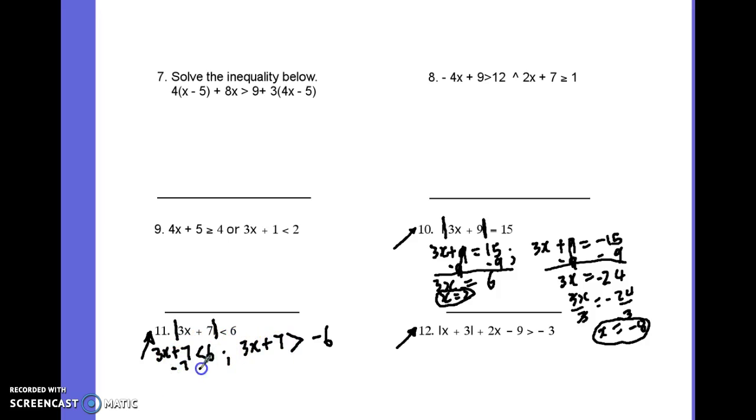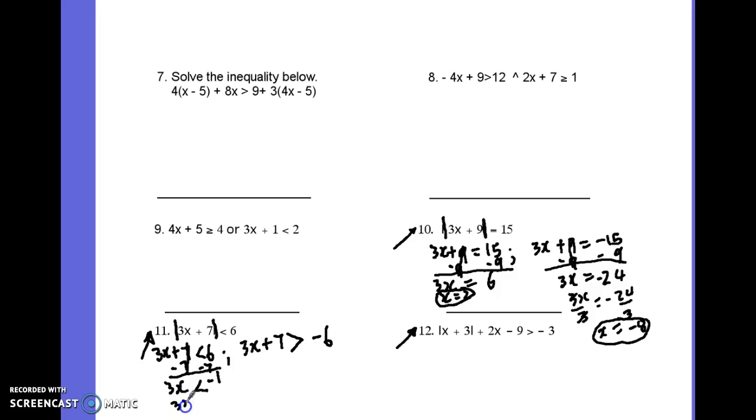Subtract 7. Subtract 7. 7 is gone. 3x is equal to 6 minus 7. It's going to give us a negative 1. The last step is to what? Divide both sides by 3.